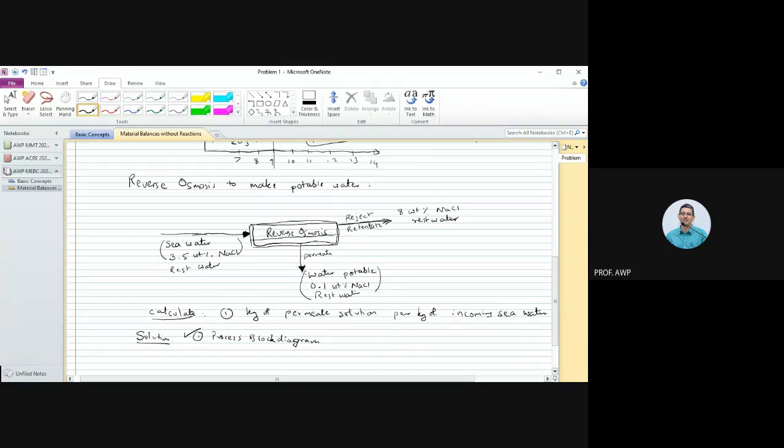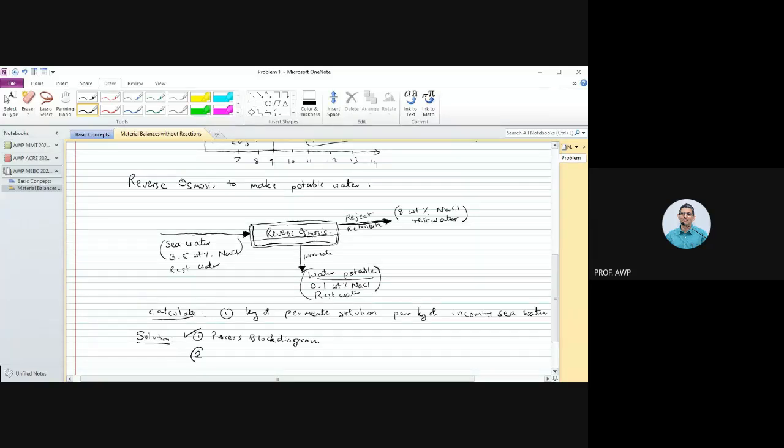One is the permeate, what goes through the membrane, which is our potable water, drinkable water. That contains 0.1 weight percent sodium chloride. Another stream going out of the block is the reject stream, the retentate stream, what is retained by the membrane. And obviously, because there is more water coming in the permeate side, the salt will get enriched in the reject stream or the retentate stream. Let's say that reject stream contains 8 weight percent sodium chloride. So that information I have already given to you. Block diagram I have already given to you.